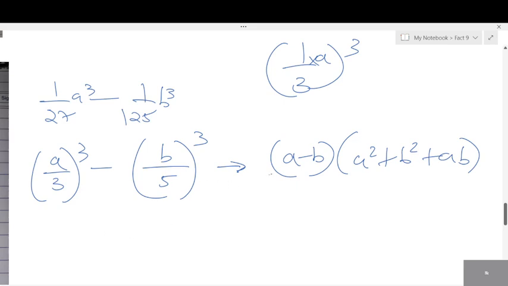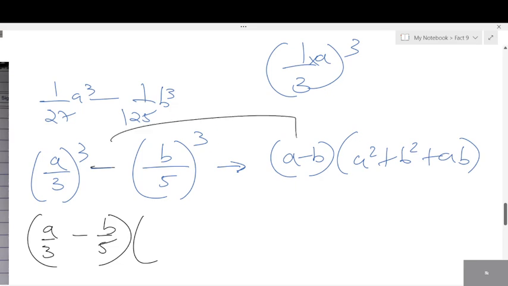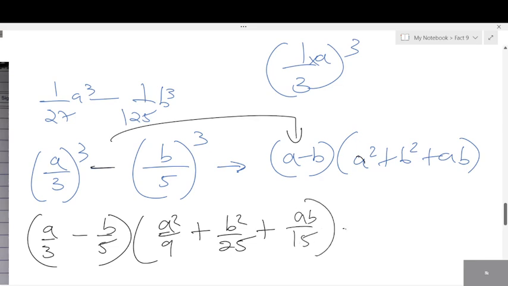Okay. Now use this formula and substitute. You'll get the answer. A by 3 minus b by 5. Why? Minus. We are using minus. So the first bracket will always be minus, Kia. Look at the formula. Okay. Next. A square is given. A square, take the value of a square by 9 plus b square by 25 plus what? Multiply a into b, ab by 15.